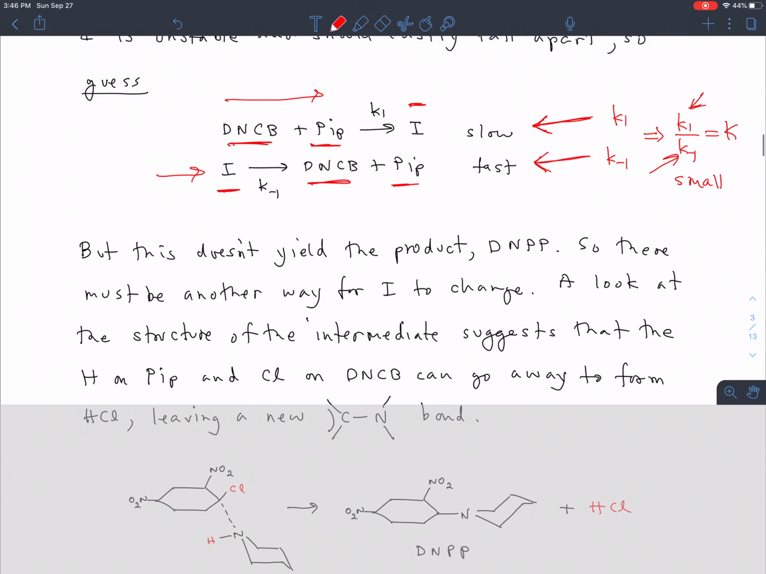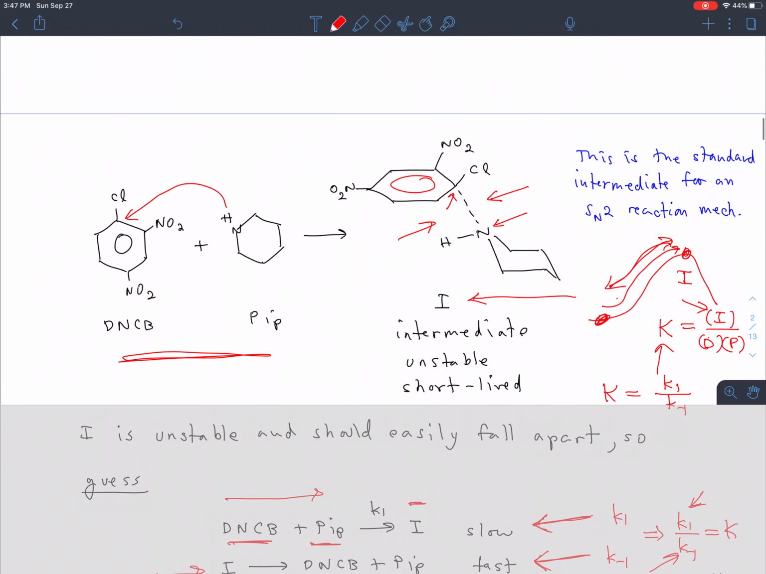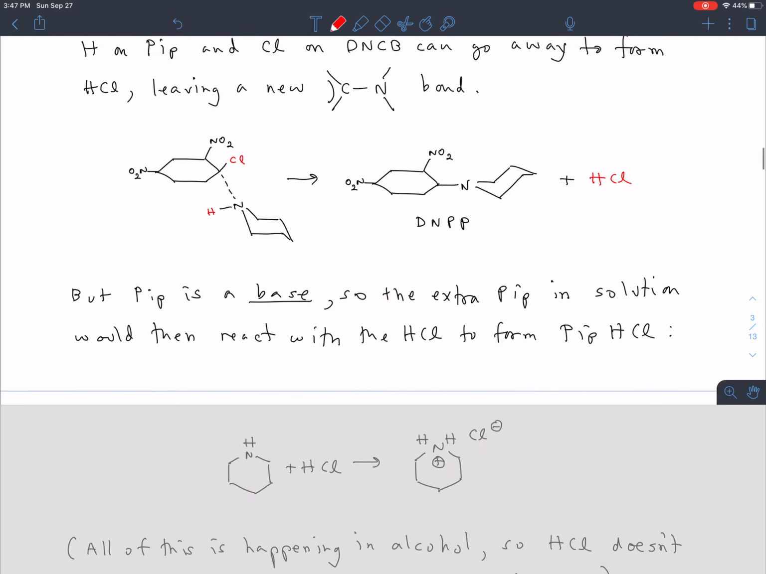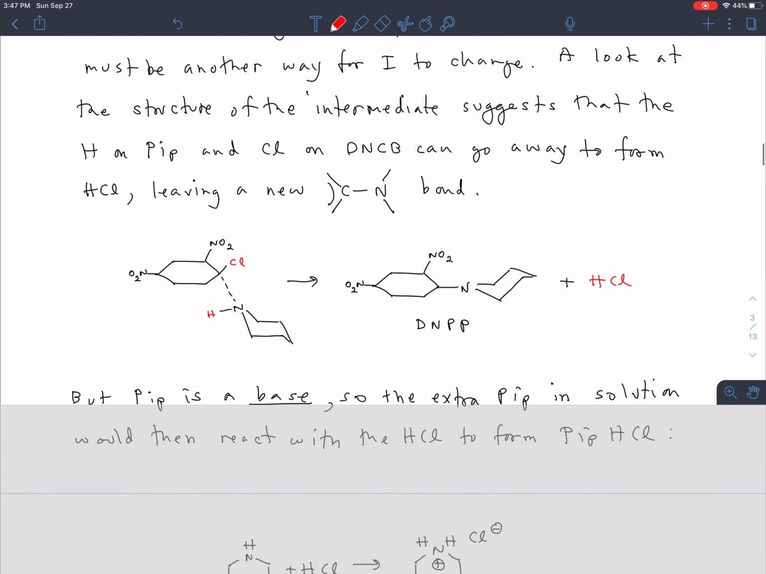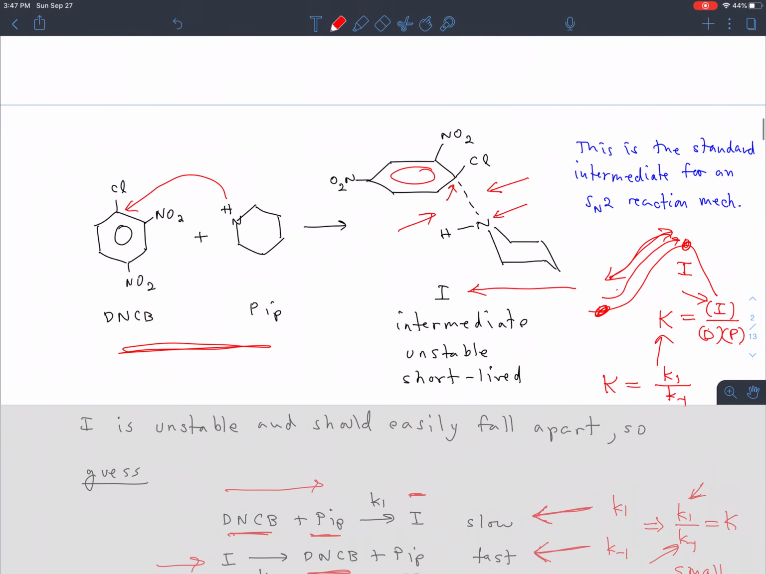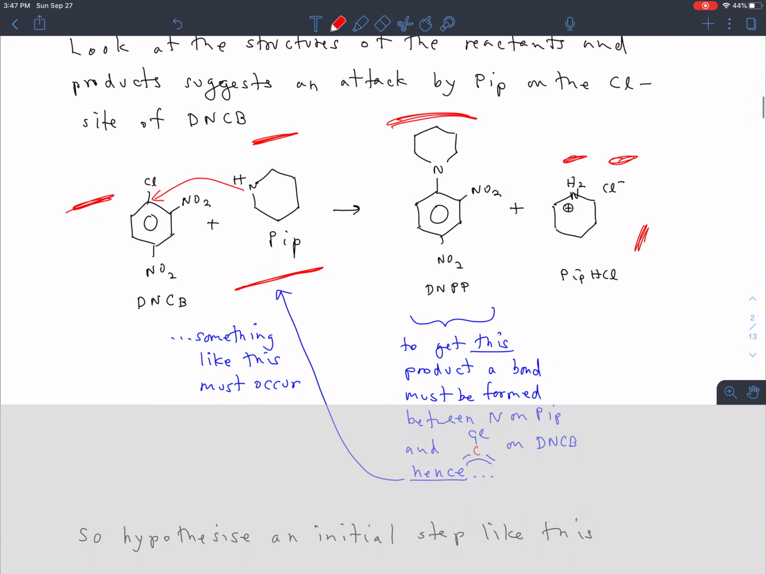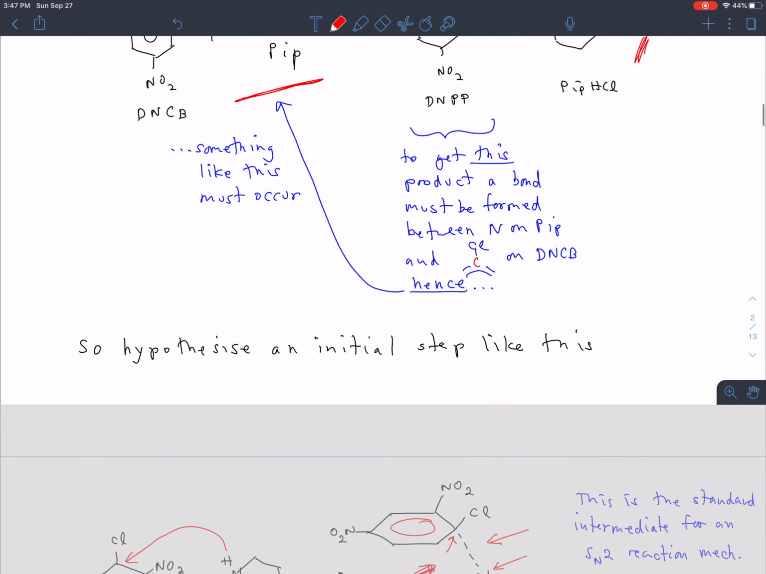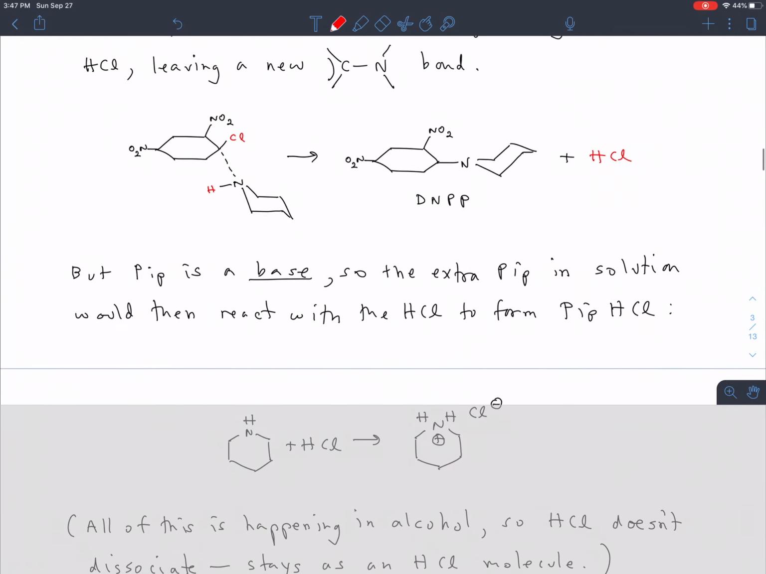All right, so that's easy. We form the intermediate, and then we allow it to break back down. But the formation of the intermediate can't be the final step, right? Because we have to get to the product. We haven't got to the product yet. We haven't got anything that forms a product yet. So what do we do next?